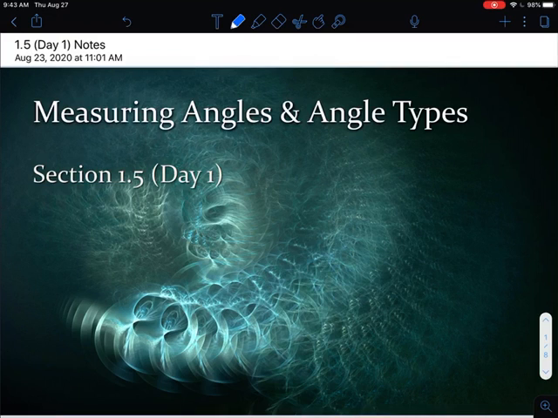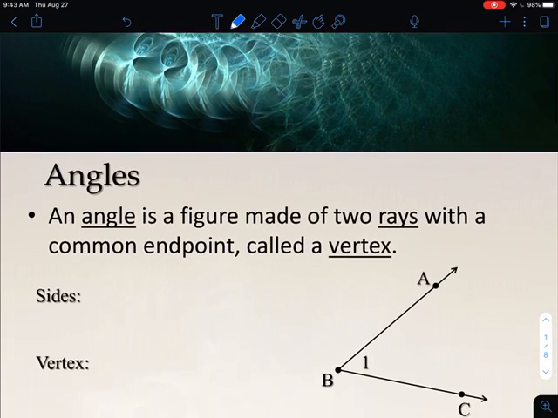Hello. Today we're going to start in on another section of geometry, the next section in our book, which is going to go over measuring angles and angle types. This section is actually going to take us 2 days to go through. We're going to do the introduction to angles today and then go a little more in depth tomorrow with what we call the angle addition postulate.